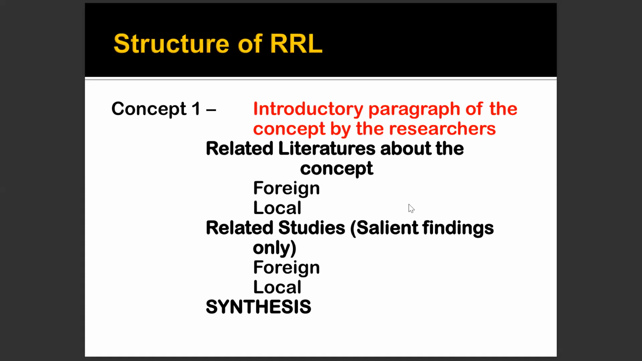So this will be the structure of your RRL for concept 1. Of course, you need to have an introductory paragraph of the concept by the researchers. This will be your own written paragraph to introduce the concept you are studying, followed by the related literatures about the concept, foreign first and then local. The related studies, the salient findings only, both for foreign and local, and the last would be your synthesis, or the summary of all the literatures and studies that were read by the researchers. That will be your synthesis.